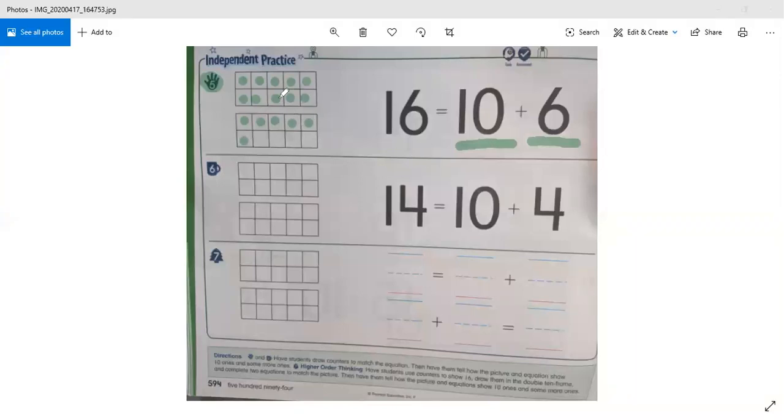Good job. So we know 10 and 6 is 16. So if you added all those up, you would get 16 because 16 is 10 ones and 6 more ones. So go ahead and write this equation right here and say the numbers as you write it. So you would say 16 equals 10 plus 6.